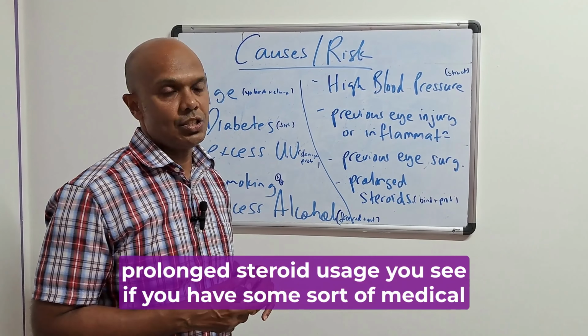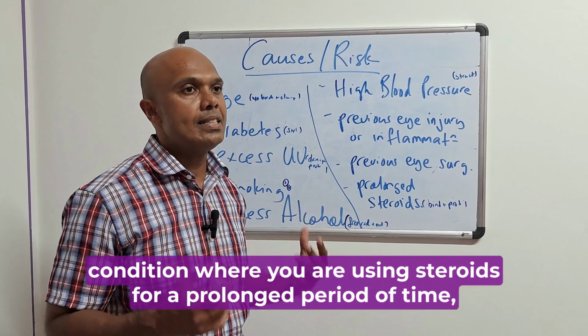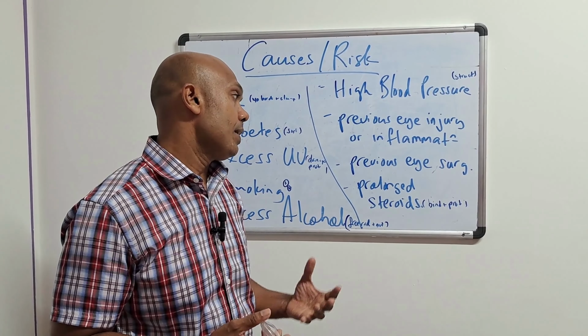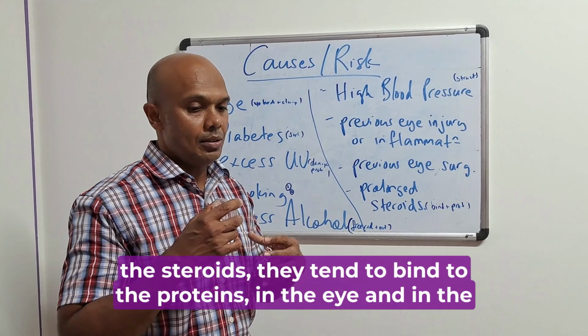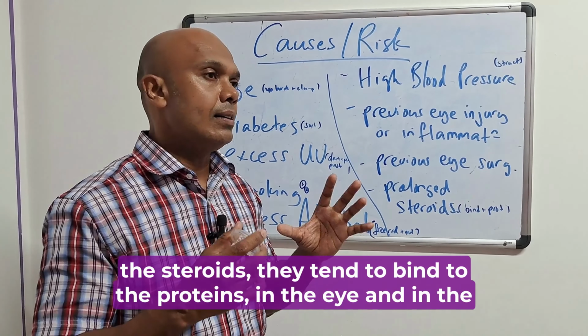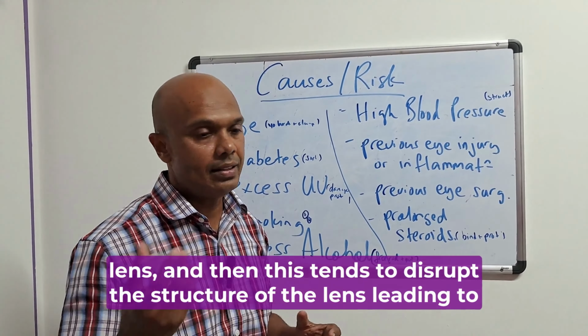Prolonged steroid usage. So if you have some sort of medical condition where you are using steroids for a prolonged period of time, the steroids tend to bind to the proteins in the eye and in the lens, and then this tends to disrupt the structure of the lens, leading to cataracts.